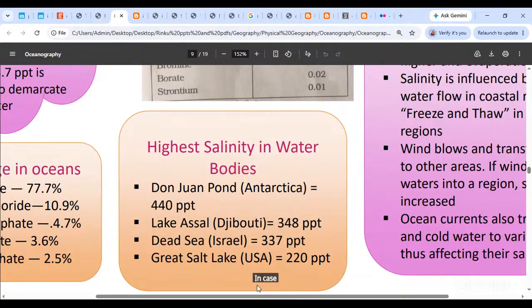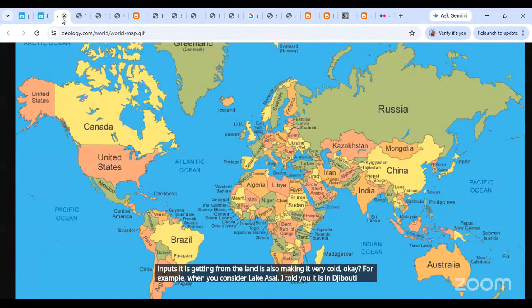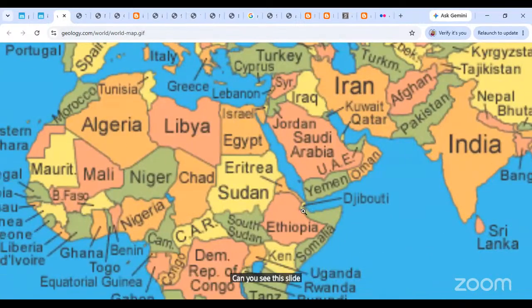In case of Don Juan, it is very cold. So colder, denser water, plus whatever inputs it is getting from the land, is also making it very cold. Okay. For example, when you consider Lake Assal, I told you it is in Djibouti. This is here. You are in this place now. Can you see this part? This over here, Ethiopia, Djibouti.